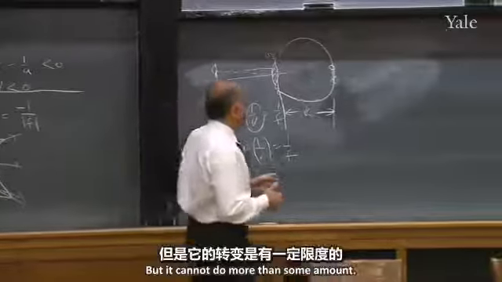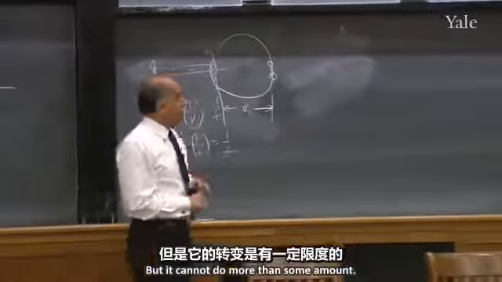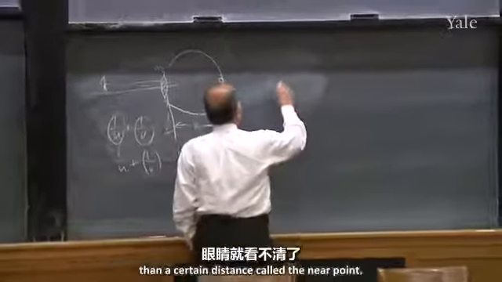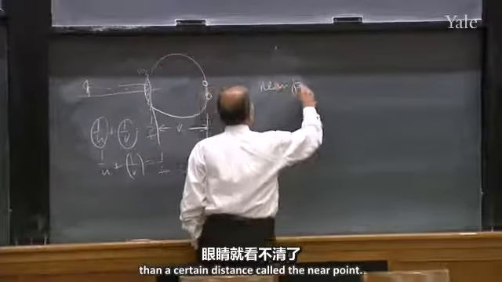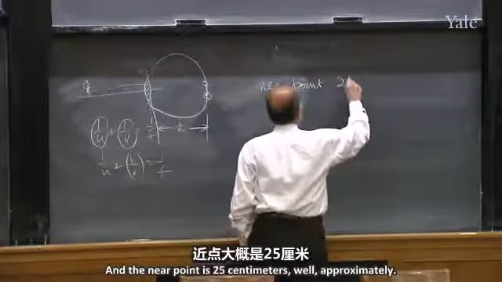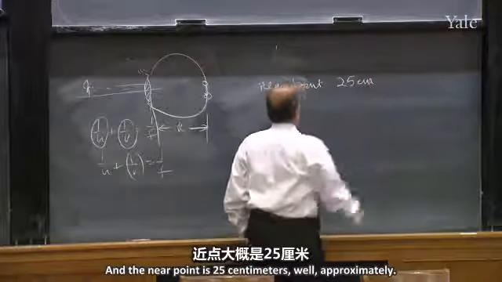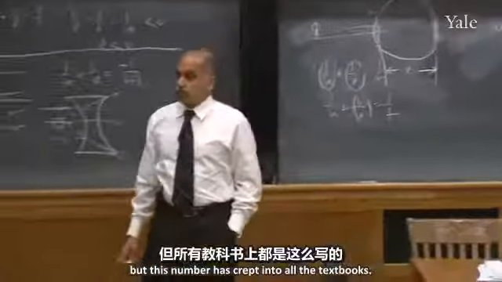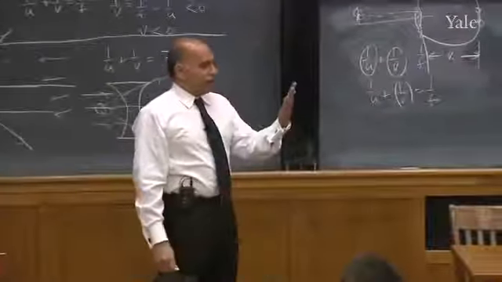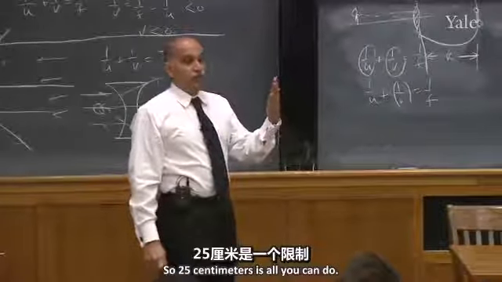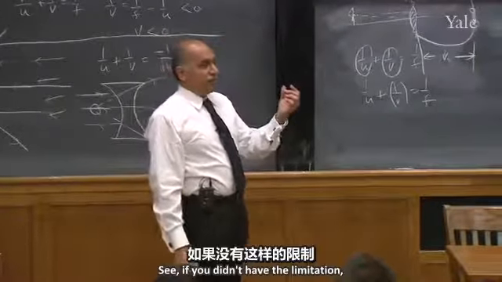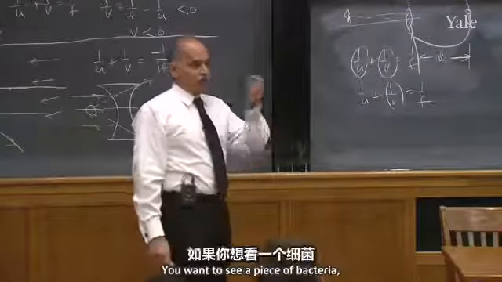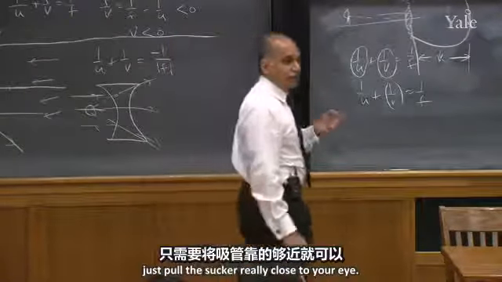But it cannot do more than some amount. The eye cannot focus with anything that is closer than a certain distance, called the near point. And the near point is 25 centimeters. Well, approximately. This is not a law of nature, but this number has crept into all the textbooks. So 25 centimeters is all you can do. You see, if you didn't have the limitation, you don't need microscopes. If you want to see a piece of bacteria, just pull that sucker really close to your eye.